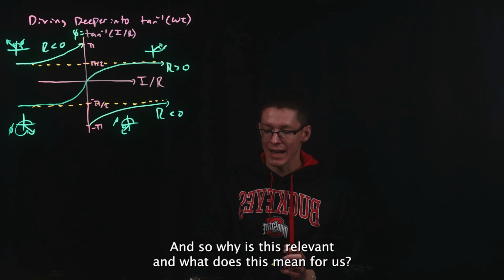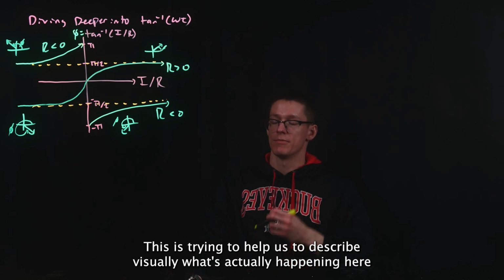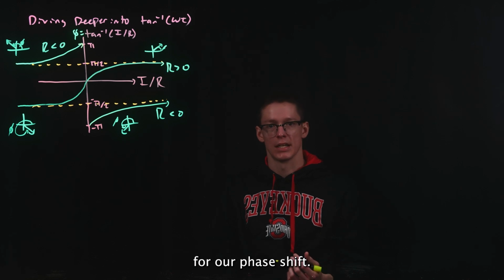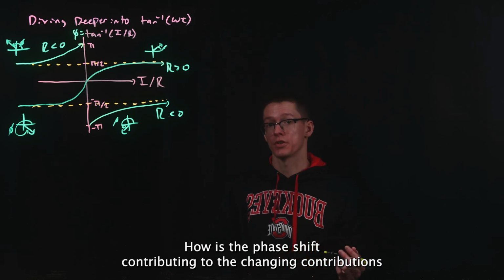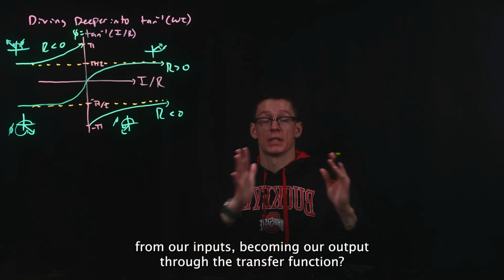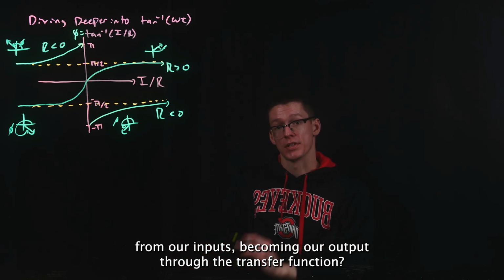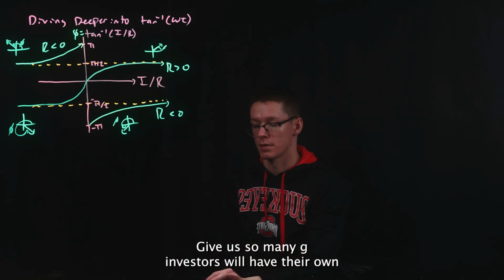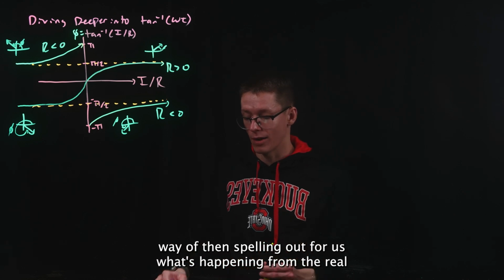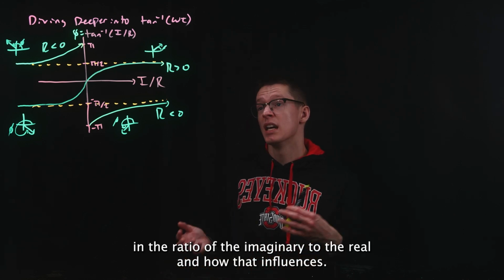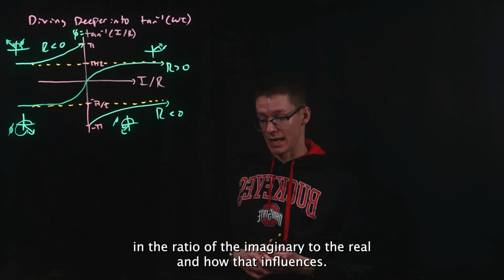And so why is this relevant and what does this mean for us? This is trying to help us to describe visually what's actually happening here for our phase shift. How is the phase shift contributing to the changing contributions from our input becoming our output through the transfer function g of s? So many g of s's will have their own way of spelling out for us what's happening from the real and the ratio of the imaginary to the real and how that influences.